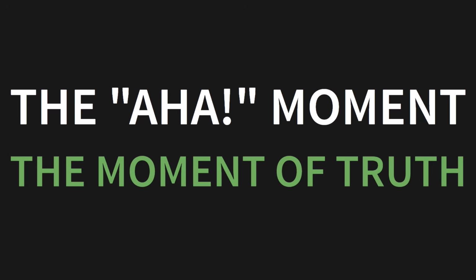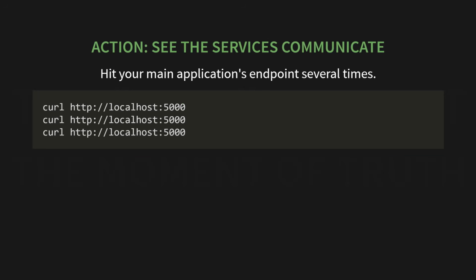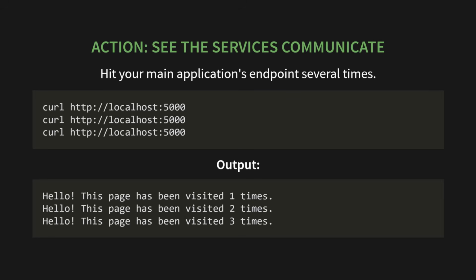And now, the aha moment. The moment of truth. Action. See the services communicate. In your terminal, hit your main application's endpoint several times. curl http://localhost:5000. The output? Hello, this page has been visited 1 time. Run it again. Hello, this page has been visited 2 times. And again. Hello, this page has been visited 3 times.